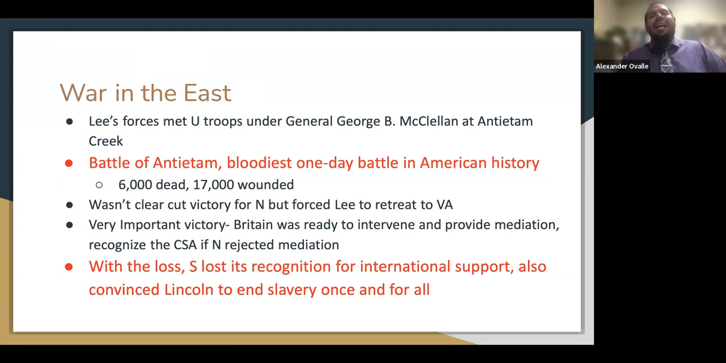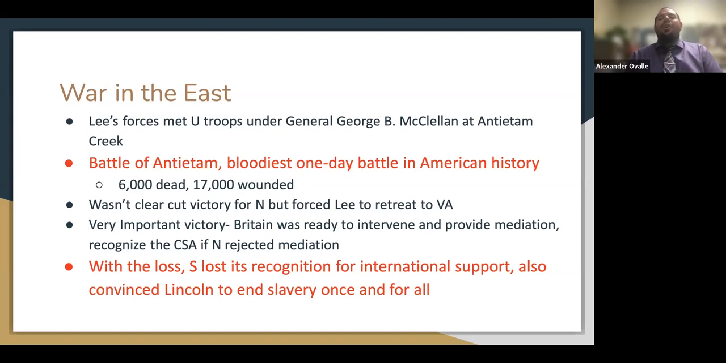6,000 soldiers died, 7,000 were wounded in one day. It wasn't a clear-cut victory for the North, but they forced Lee to retreat back to Virginia. It was a very important victory because Britain was on the verge of intervening and recognizing the Confederate States of America if the North rejected this mediation. So a lot was riding on this. And with that loss, the South lost its chance at international recognition and support. It also convinced Lincoln of the need to end slavery once and for all.